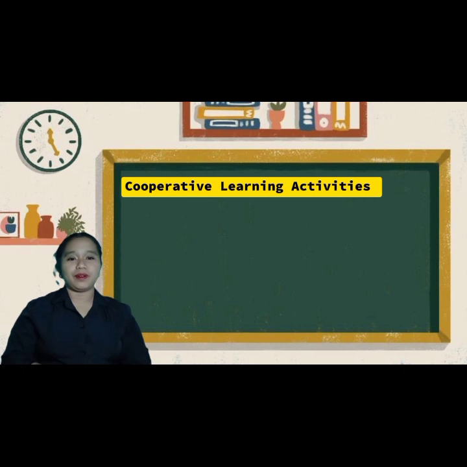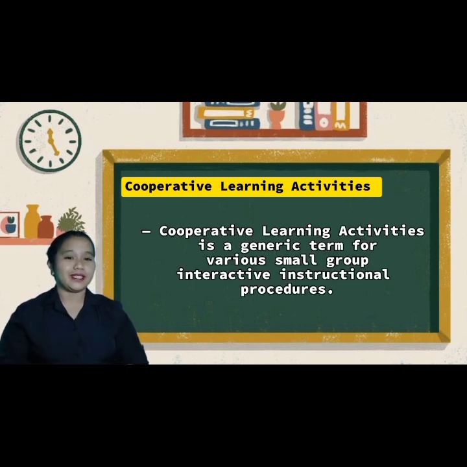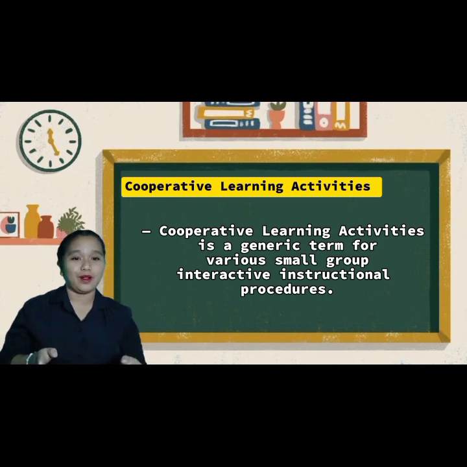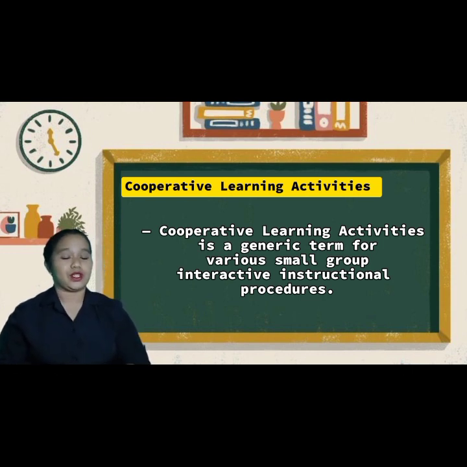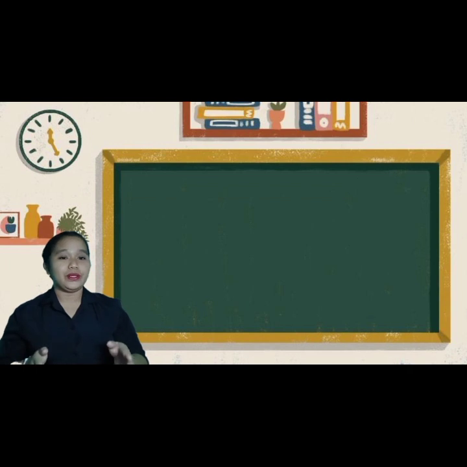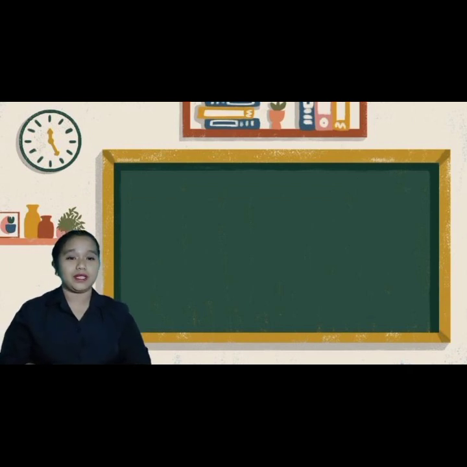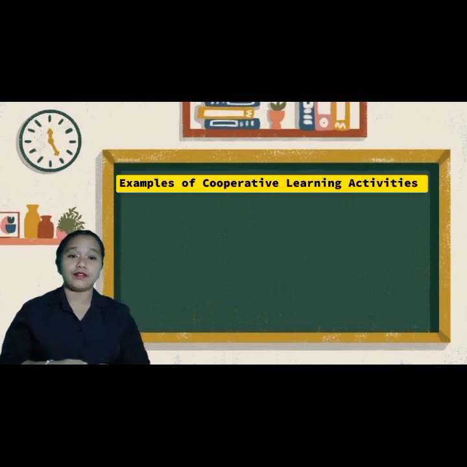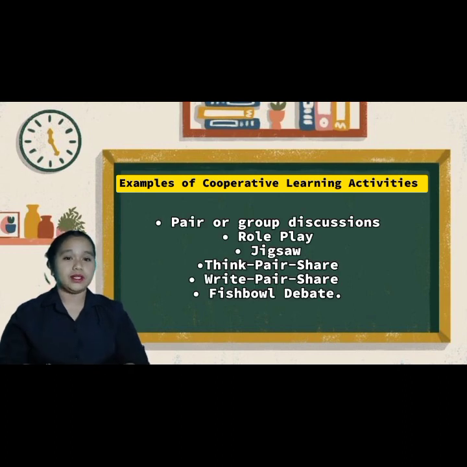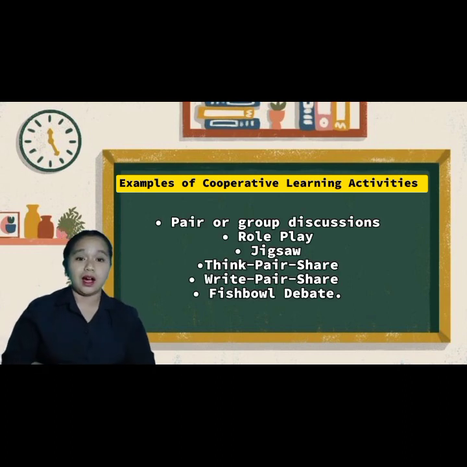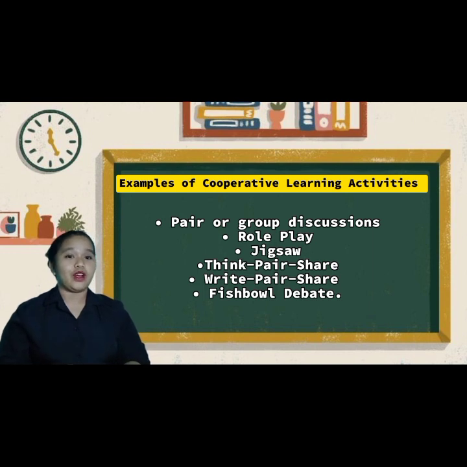Second is cooperative learning activities. Cooperative learning activities is a generic term for various small group interactive instructional procedures. Students work together on academic tasks in small groups to help themselves and their teammates learn together. Examples of cooperative learning activities are pair or group discussions, role play, jigsaw, think, pair, share, write, pair, share, and fishbowl debate.